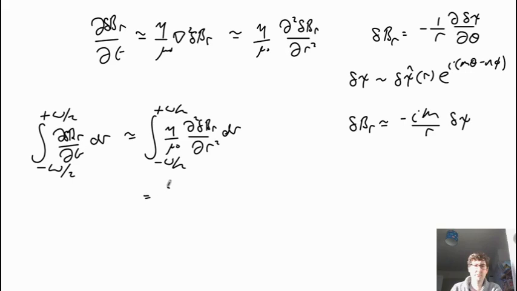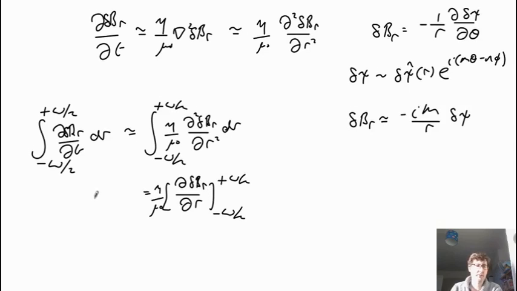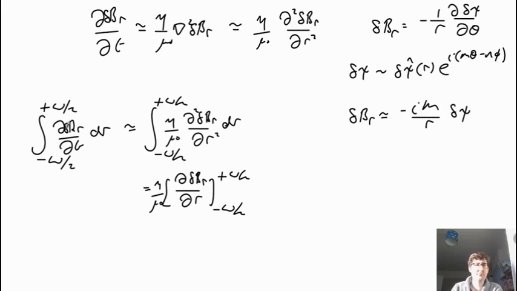So this is just eta over mu naught coming outside, and then we just have a d delta B_R by dr, the difference between the gradient from one side to the other, so plus w over 2 minus minus w over 2, and this is just the jump across the island. And then on the left hand side we just assume that delta B_R is approximately constant, and so this whole thing is roughly w times d delta B_R by dt.